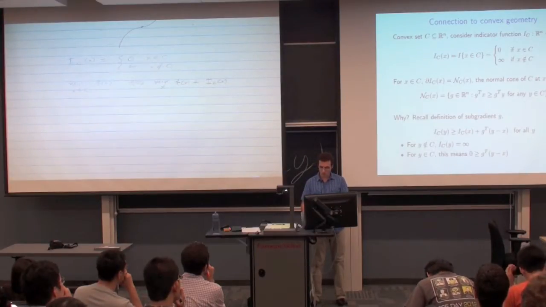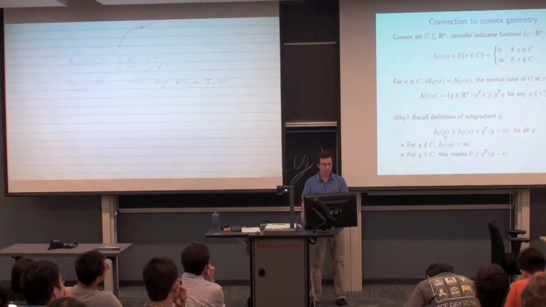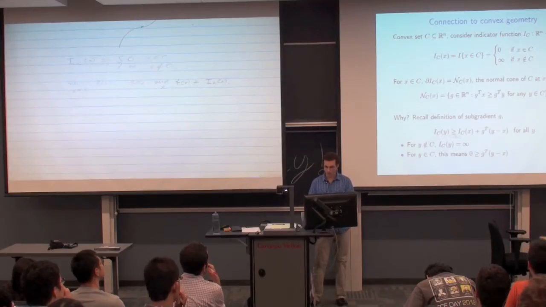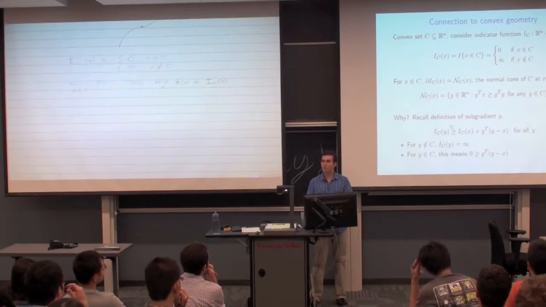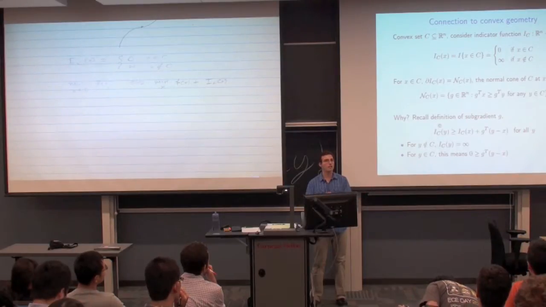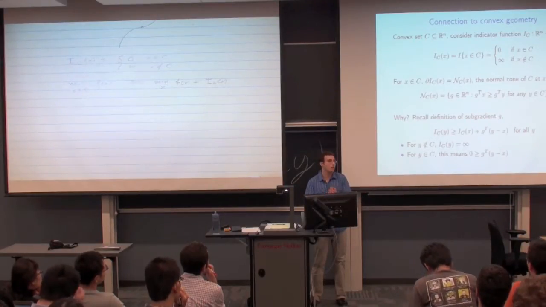So why is that true? Well, we can just go right back to the definition. g is a subgradient at x if it satisfies this inequality for all y. The indicator function at y has to be bigger than or equal to the indicator function at x plus g transpose (y minus x). So if y is not in C, then this is infinite. So that's fine. That inequality is satisfied for any g.